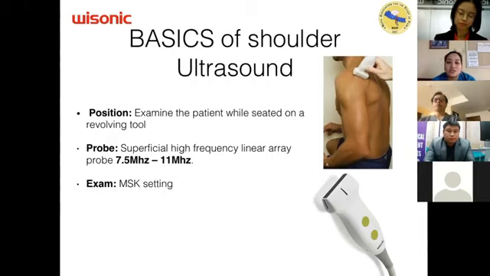The probe that we use is a superficial high frequency linear array probe, like you can see in the slide. And the exam setting preferentially can be a musculoskeletal setting or another setting, whichever suits you, which has a better musculoskeletal view. Sometimes I often use the thyroid setting also for the MSK setting, or for the musculoskeletal ultrasound of the shoulder joint.